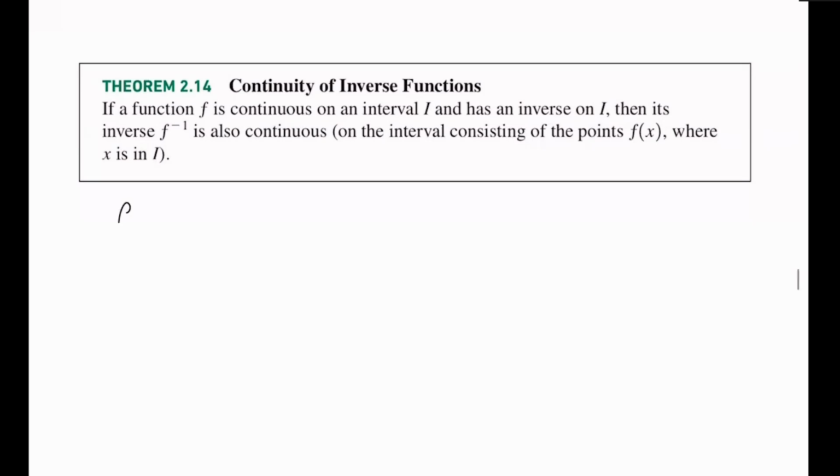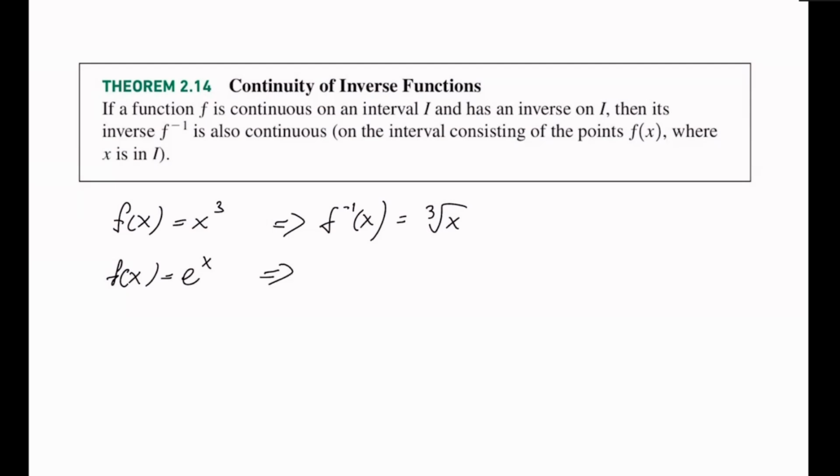For example, f of x equals x cubed is continuous and one-to-one for all real numbers. Therefore, the inverse function, f inverse of x, which is the cube root of x, is also continuous for all real numbers. Similarly, f of x equals e to the x is continuous and one-to-one on all real numbers. Then its inverse, ln of x, is continuous on its domain from 0 to infinity.